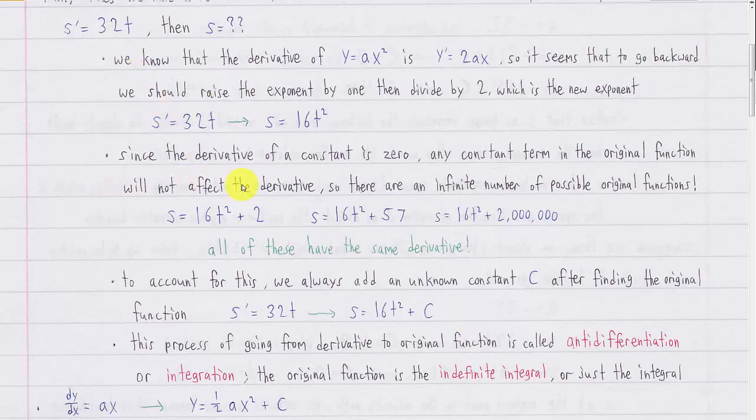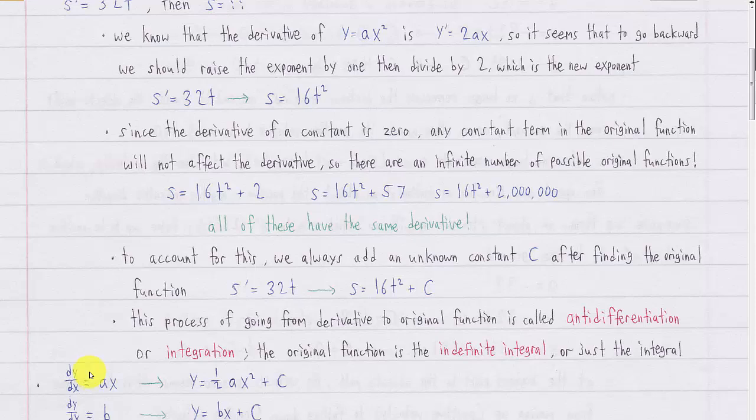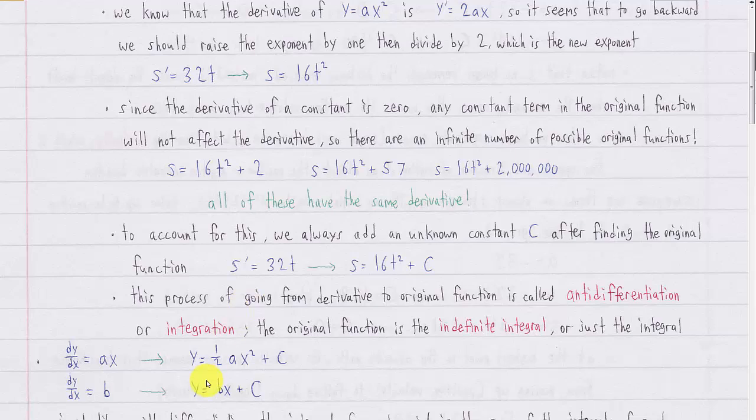So far from this example, we found that if the derivative of a function is equal to some constant a times x, the independent variable, to find the integral, you raise the exponent of x to 2 and then divide by 2. And then, of course, you add the plus c. And that's what we did here. We also know that if we have a function y equals bx, the derivative will be b, just the coefficient. So if we start with the derivative equals b, we can integrate to get y equals bx plus c.